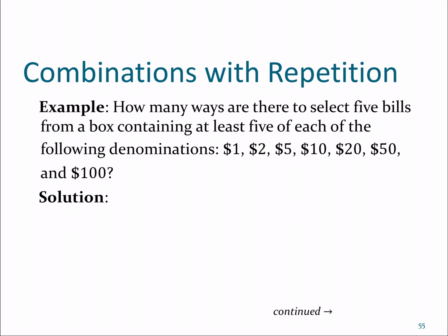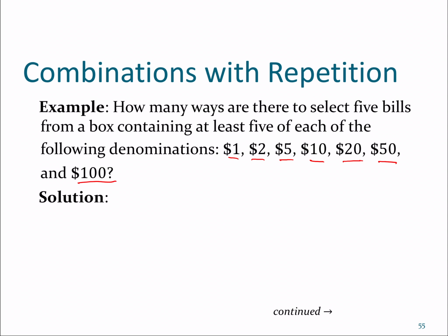Let's look at the very interesting concept of combinations with repetition allowed. We start with an example. How many ways are there to select 5 bills from a box containing at least 5 of each one of the following denominations? They are 1, 2, 5, 10, 20, 50, and 100.